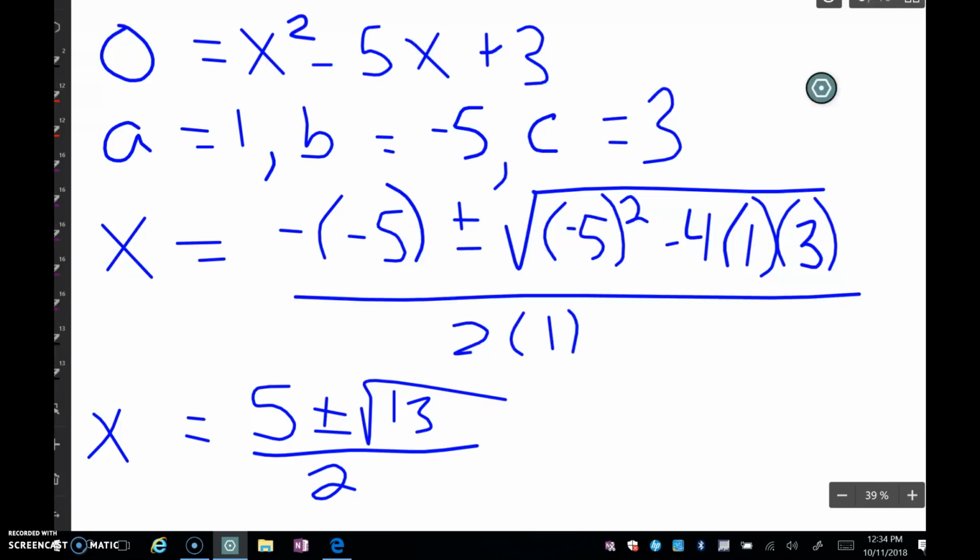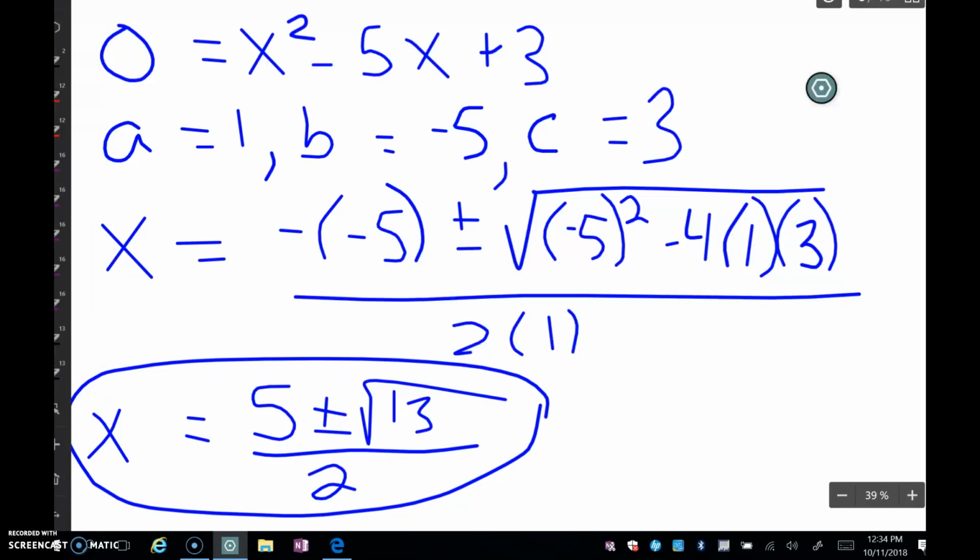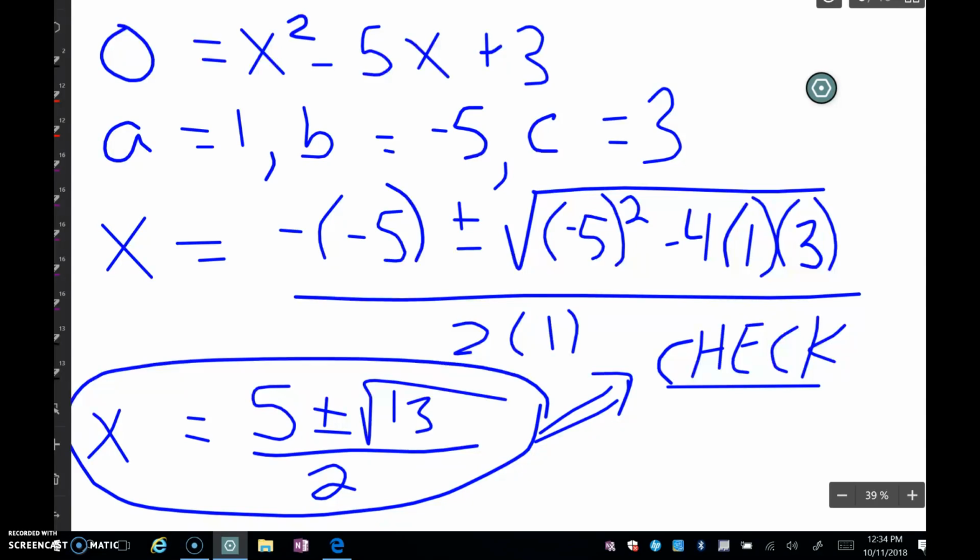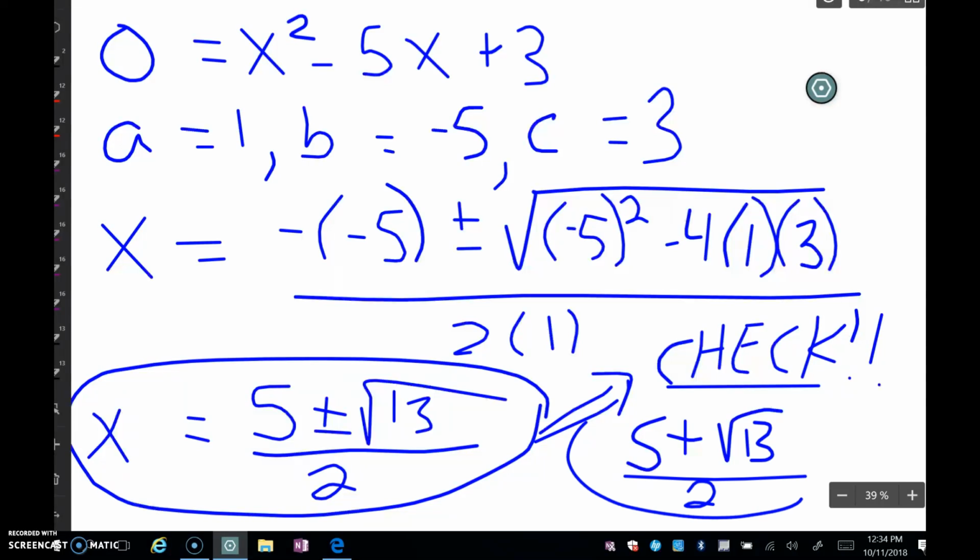And I can't simplify the square root of 13, so this is what I think to be my answer. If you do check that, and I did this in an earlier class and I almost messed up because when I did check, which I should have done all along, the minus one does not work. So my only answer is 5 plus the square root of 13 over 2. So let that be a lesson to you and me. You've got to check these things.